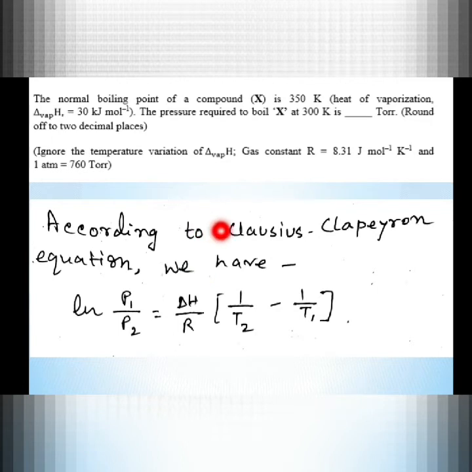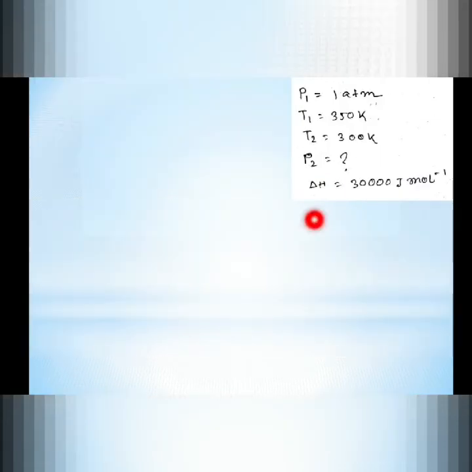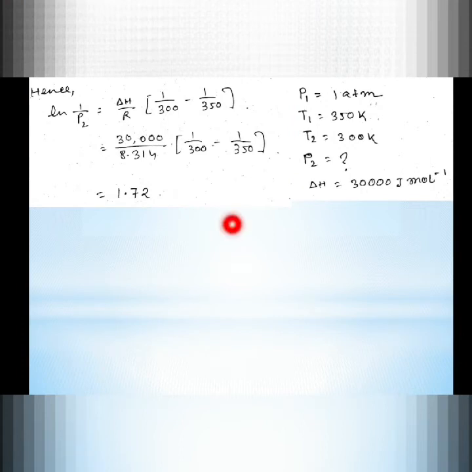So all values are known, and we have to calculate the value of P2. Just put in all these values and we can get P2. This is the question, very simple. P1 is 1 atmosphere, T1 is 350 Kelvin, T2 is 300 Kelvin, P2 is what we want, and del H is equal to 30,000 joule per mole. Now just put in the values of all of these.